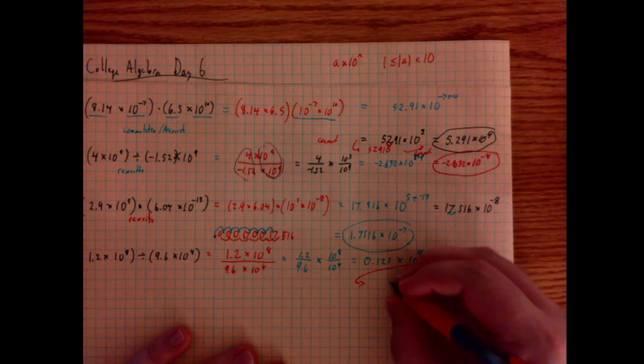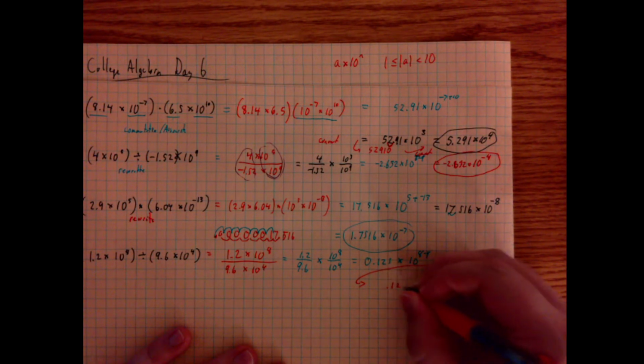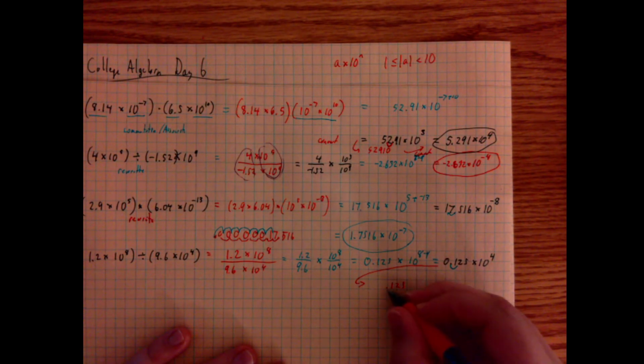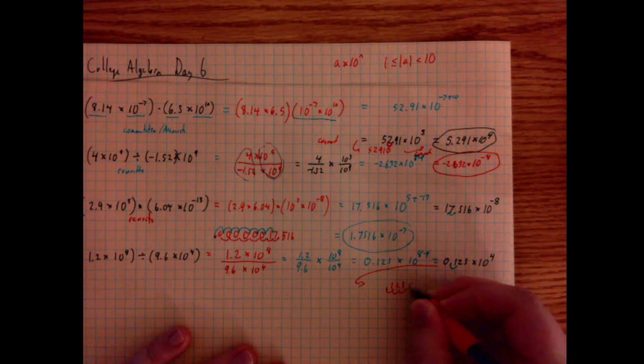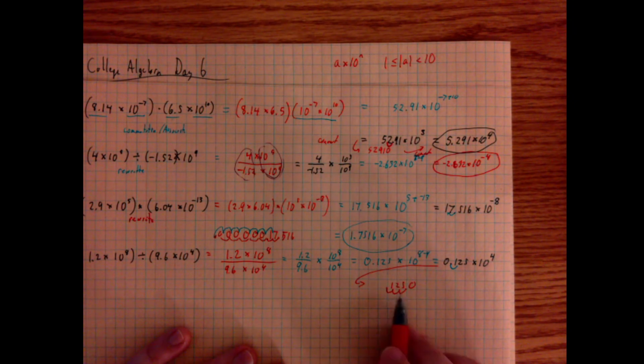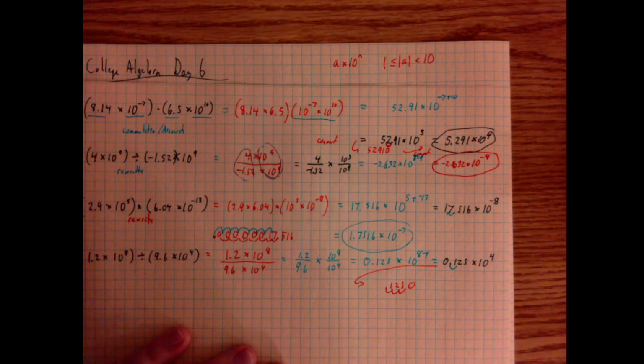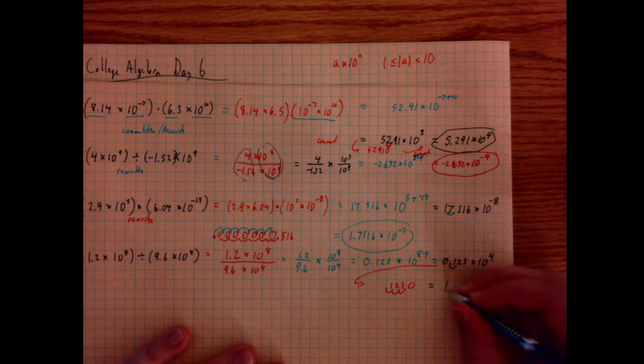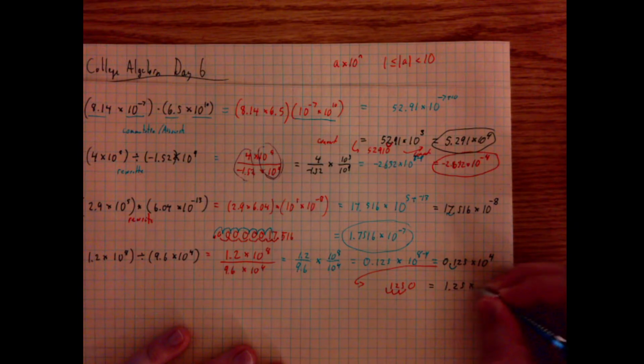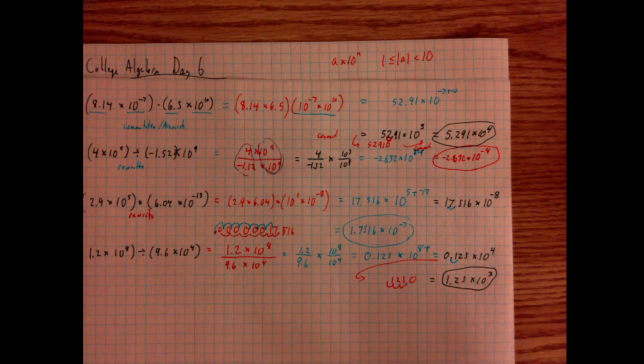To convert it back into standard, I'd put 0.125, and then move it 4 decimal places. 1, 2, 3, 4. So we end up with 1,250, which in scientific notation is 1.25 times 10 to the 3rd. But you've got to be able to get to that solution.